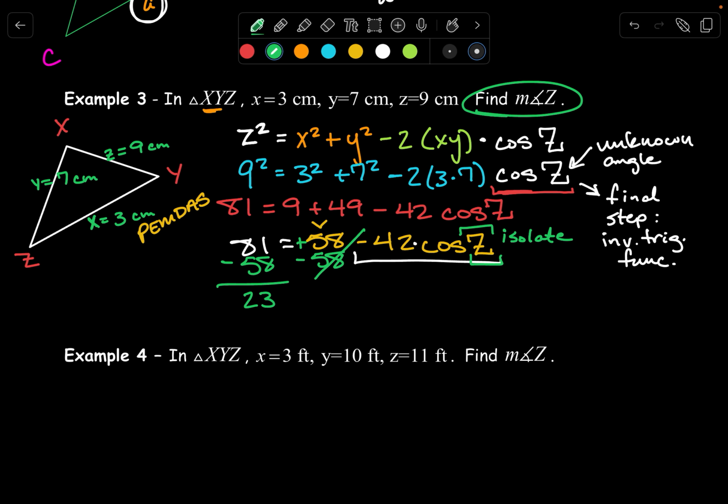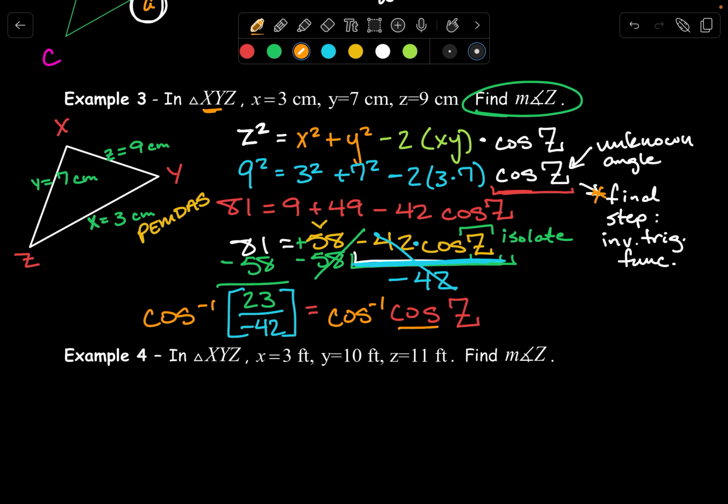And now I've still got this bonded unit over here, and I want to get rid of the 42. Right now it's being multiplied, so I'm going to divide both sides by negative 42. So right now I've got 23 over negative 42 equals cosine Z. And I want to get rid of the cosine. This is my final step. So remember, my final step should be the inverse trig function.